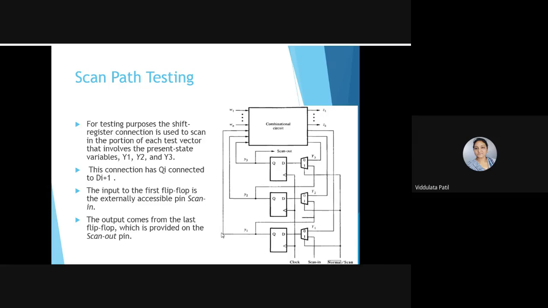Now the output of this, if you look at this, the output of this flip-flop is connected as an input through this multiplexer to D, the D input of the second flip-flop. Again output Y2 is connected through this multiplexer to the D input of this third flip-flop. So that will be Y3.